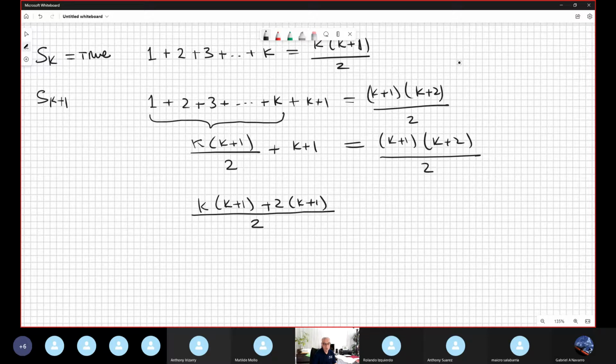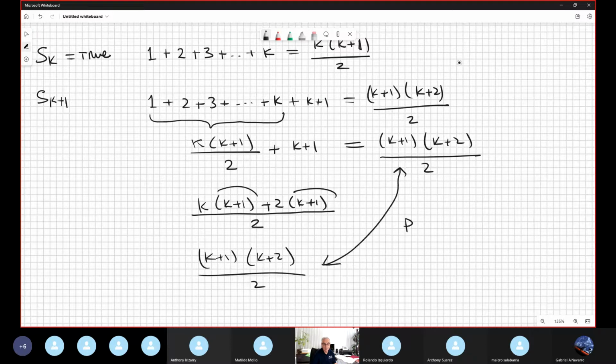Now you factor k plus 1. You see here and here the same factor. And we have k plus 2 divided by 2. And you see, wow, it's the same. Proof. The formula is correct.